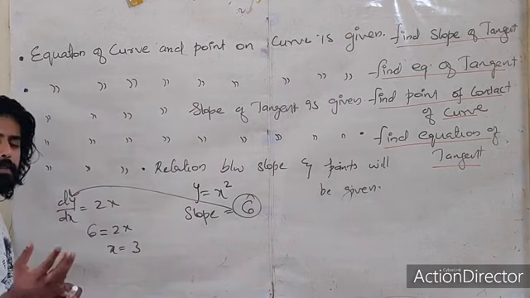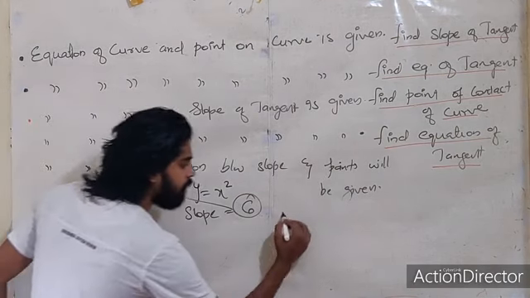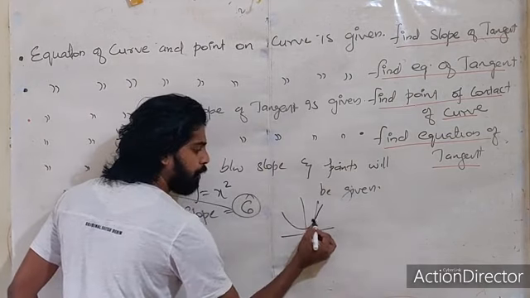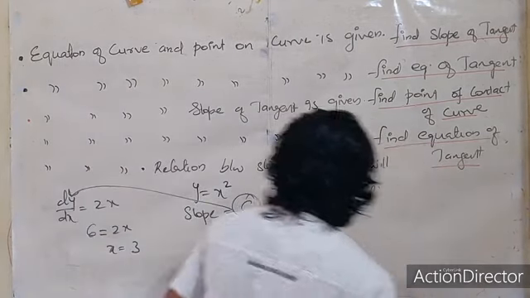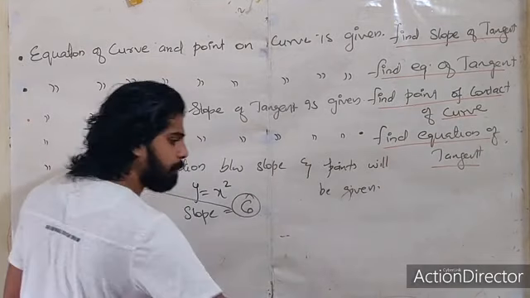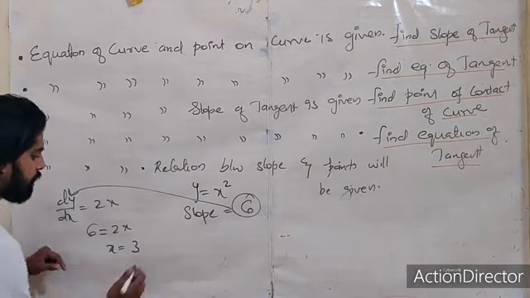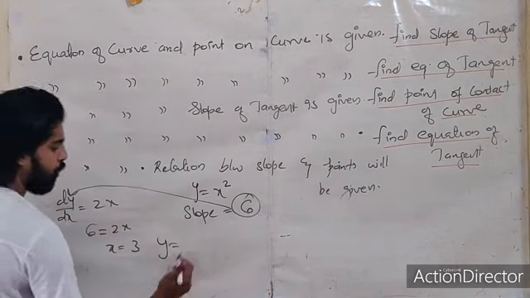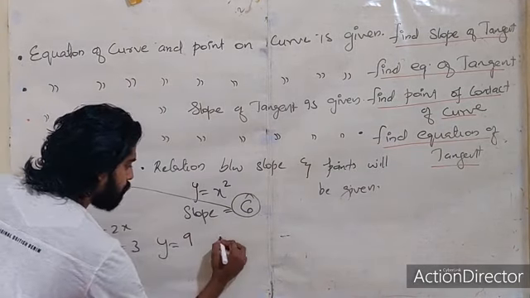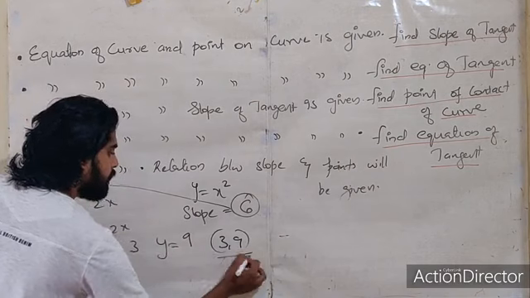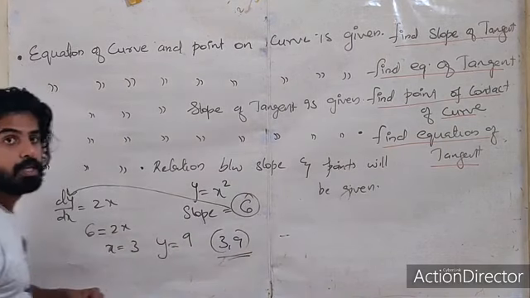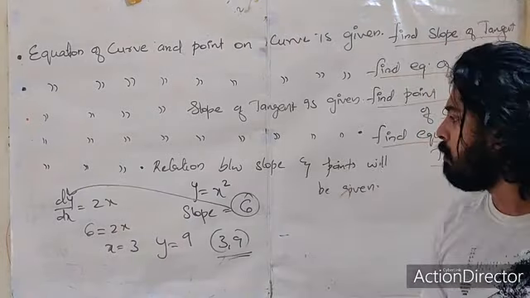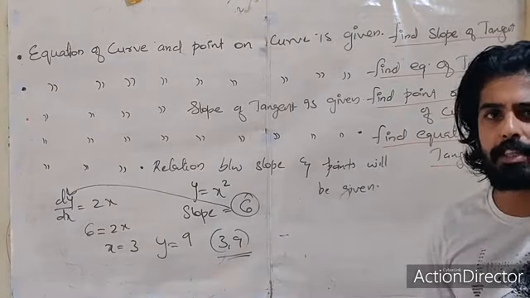So the point of contact means where the tangent and curve meet. This is the point of contact. So x equal to 3 is the point of contact, the point which we have to find. Since y equal to x square, the y coordinate will be equal to 9. So (3, 9) is the point at which the slope of the tangent is equal to 6. This is how we will find the point if the slope of the tangent is provided.